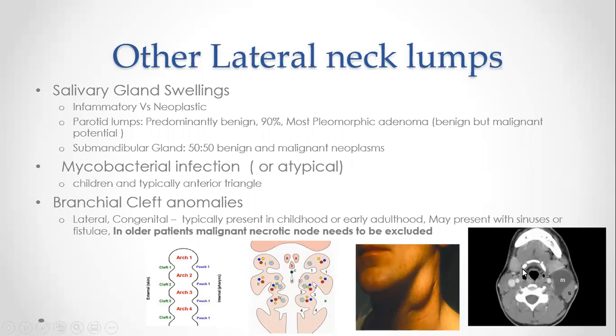Okay, this is the CT scan, a cross-section of the CT image. This is the sternocleidomastoid muscle, and in front of it is the mass. This is the cystic lesion. This is a branchial cyst.